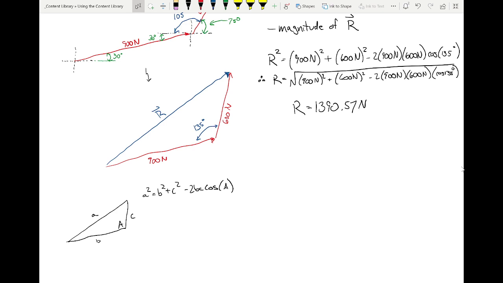Now, what I want now is the orientation, okay? The direction of R. So we'll put that over here, direction of R.